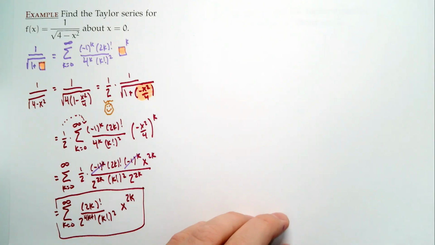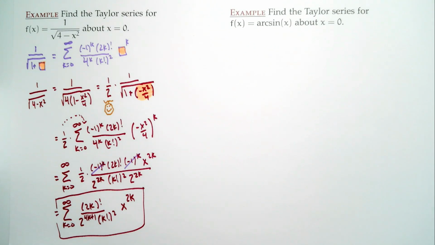Now, a fun one. And this is a little bit similar. Find the Taylor series for the function f of x, which is arcsine of x, about x equals 0. We've done arctangent, but what about arcsine? Well, it's going to be different. It's going to be fun.